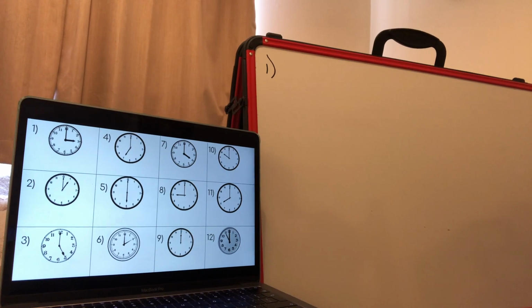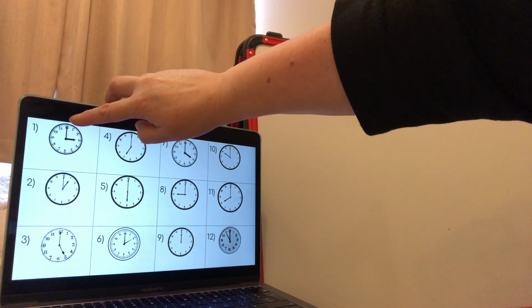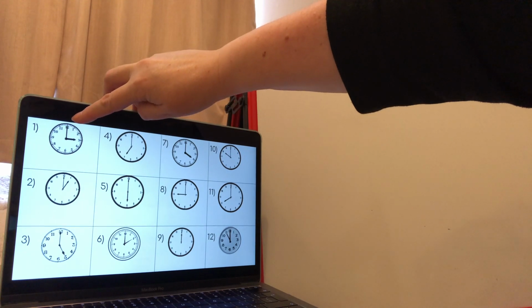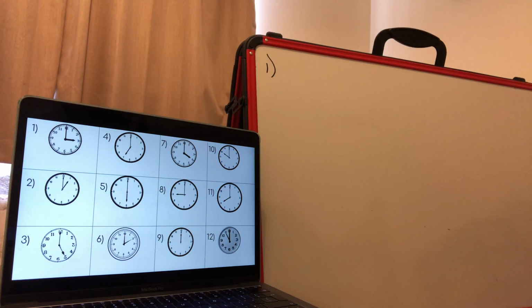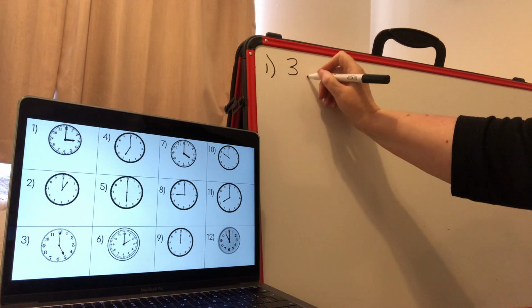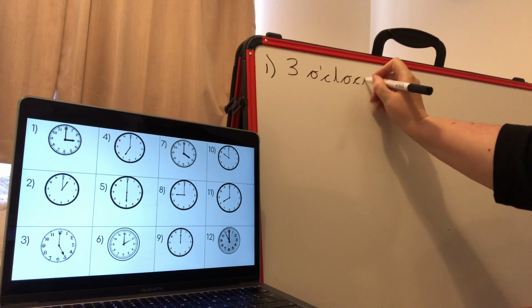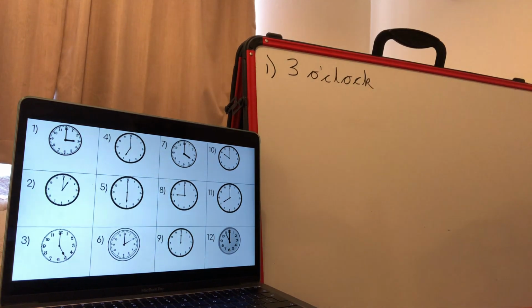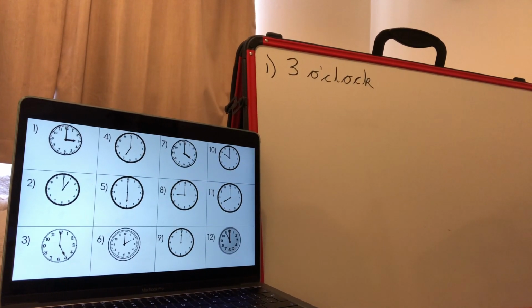So let's do number 1 as our worked example. The longer minute hand's at the top, so that means it's o'clock. The hour hand's on 3, so what o'clock is it? It's 3 o'clock. So this is all you need to write in your book for number 1. 3 o'clock. Okay, so you can give yourself about 15 minutes to see if you can get the rest of those times written down in your book. Okay, pause the video while you do it.